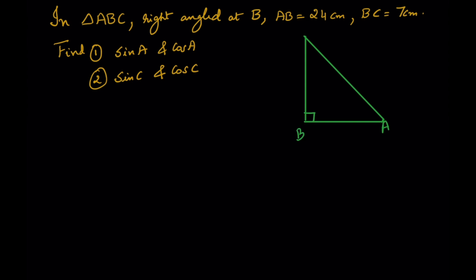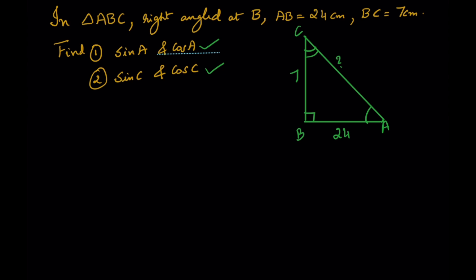So this can be A and this can be C. Now AB is 24 and BC is 7. So we don't know what the hypotenuse is. We have to find that out. And also we have to find sine A, cos A, and sine C, cos C. So we have to find sine values from this position as well as the angle C.